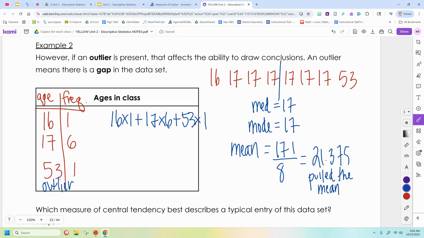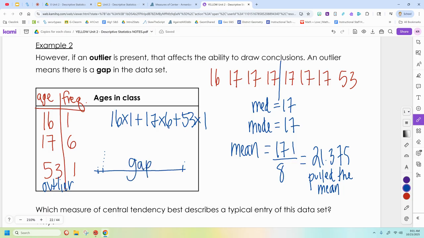So then, if you even think about it, you could almost kind of laugh at it. If we did a dot plot, there would be 1 dot and then there would be 6 dots. And then here we are, there's 53 way over there. So do we have a massive gap?